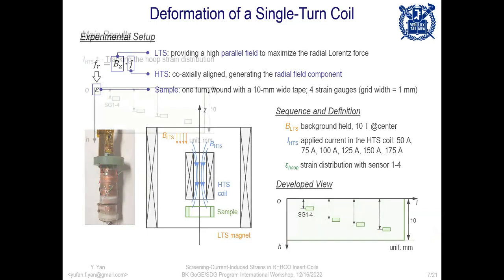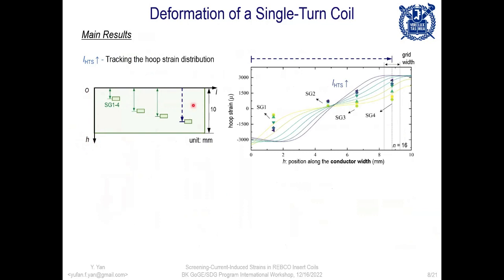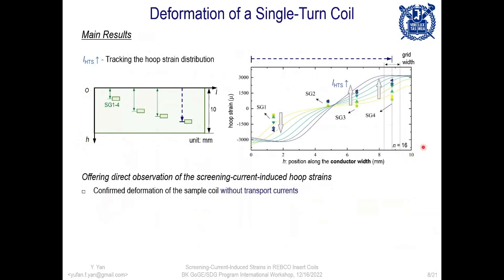With this particular experimental setup, we have the position of the tape defined as the h-axis, and this one as the x-axis in this picture. Here we can see the change of hoop strains with the increase of I_HTS, which was defined as the applied current in the bigger coil above the sample coil. We can see that this confirms the deformation of the sample coil even without any transport currents.